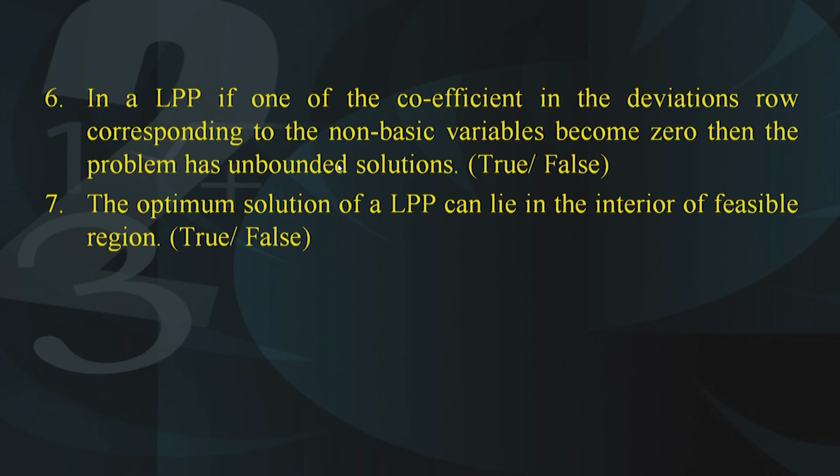The seventh question, the optimum solution of a LPP can lie on the interior of the feasible region. So, as you have seen in the graphical method, we want to find out whether the optimum solution of a LPP can lie in the interior of the feasible region or not. So, the answer is either yes or no, or true or false.